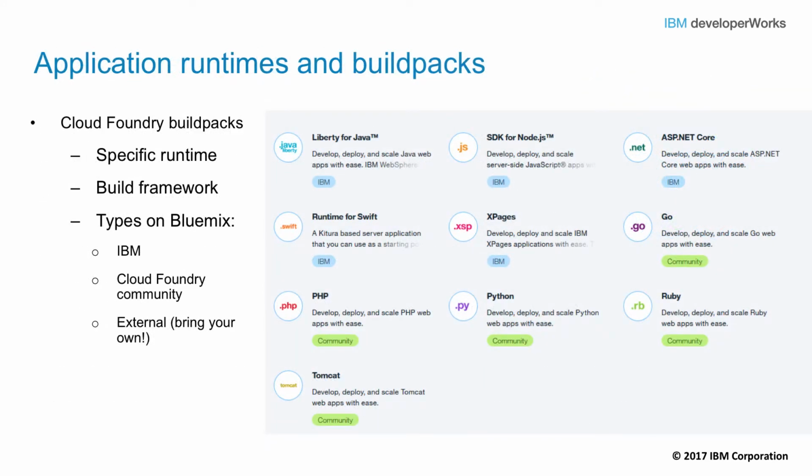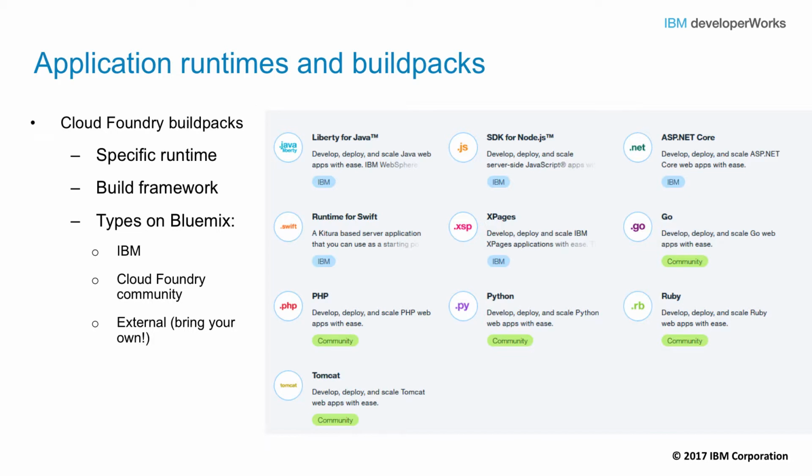Bluemix Cloud Foundry application runtimes are provided through Buildpacks. A Buildpack is a collection of scripts that prepares your code for execution on the target platform as a service. A Buildpack gathers the runtime and framework dependencies of an application, and then it packages them with the application into a droplet that can be deployed to the cloud.